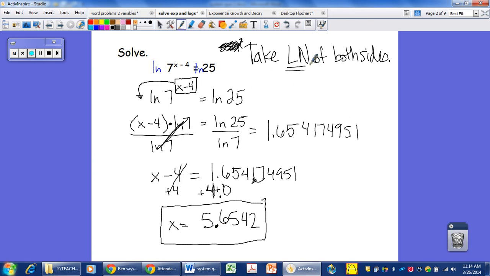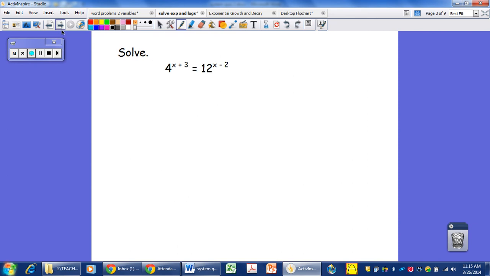So taking the natural log of both sides allows us to take the power and make it into a product so that we can solve this nicely. Okay, one more example. Here we have a relatively tricky one, so let's do this together. First thing we're going to do, of course, is take the natural log of both sides so that we can use the property of logs to bring the exponent in front. So the natural log of 4 to the x plus 3 is equal to the natural log of 12 to the x minus 2.